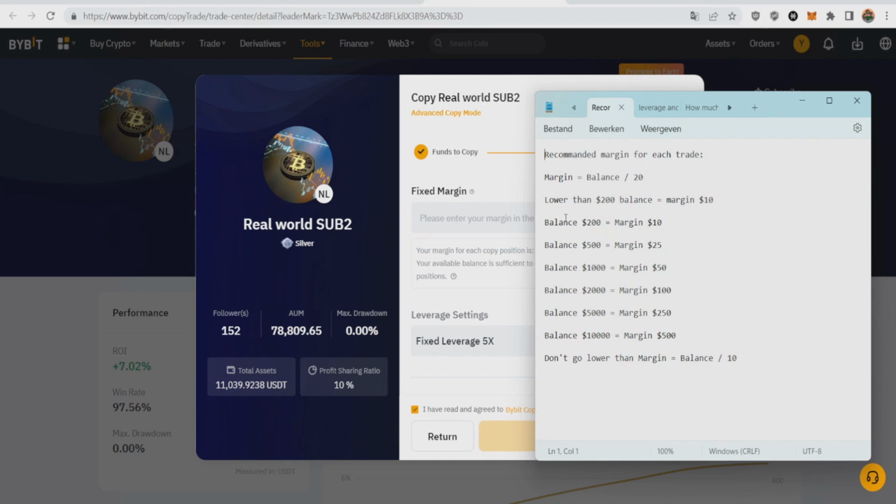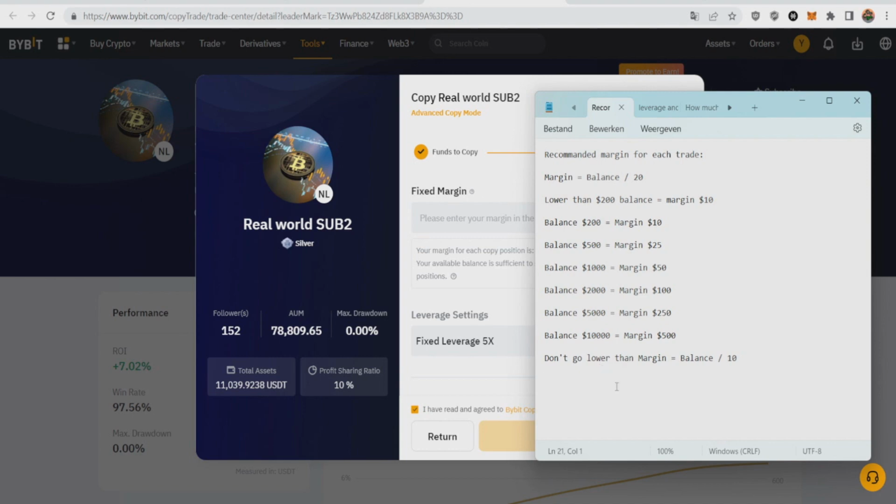So if your total account balance is $200, you pick margin 10. If it's $500, you pick margin $25. A balance of $1,000 means margin 50. A balance of $2,000, margin 100. A balance of $5,000, margin 250. And a balance of $10,000, margin 500, and so on. Don't go lower than a margin of balance divided by 10.